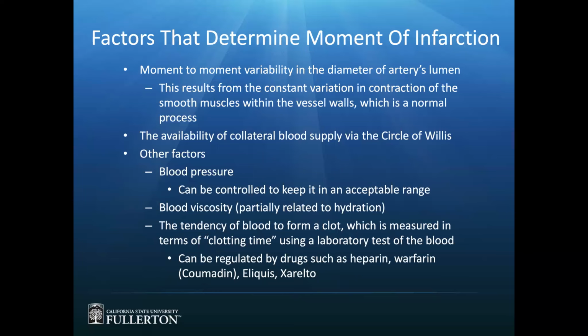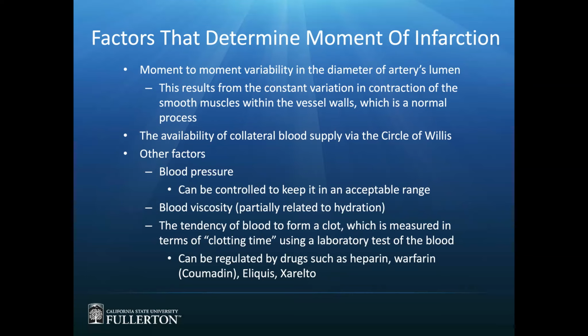Okay. Other things that are going on would be the moment-to-moment variability in the diameter of the artery's lumen, and that's a function of those smooth muscles doing what they're supposed to do. Another factor is the availability of collateral blood supply via the circle of Willis. We'll actually look at that circle again. I think you've probably seen it later.